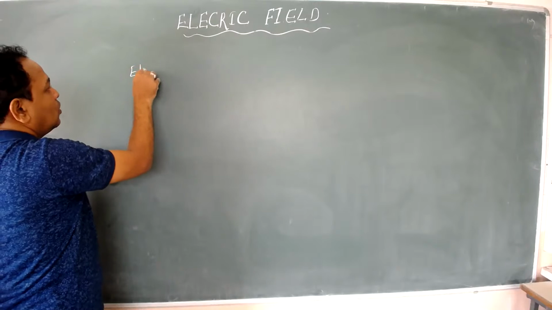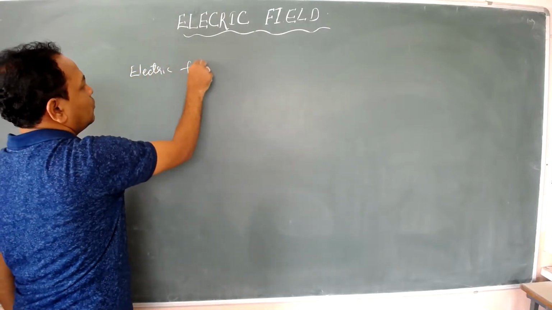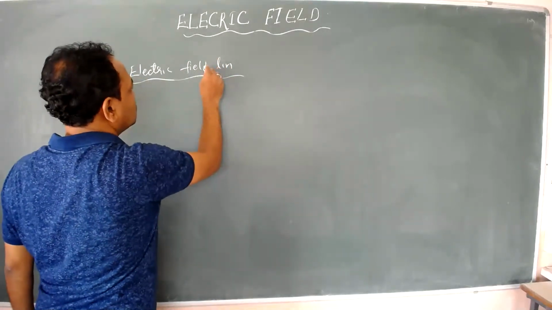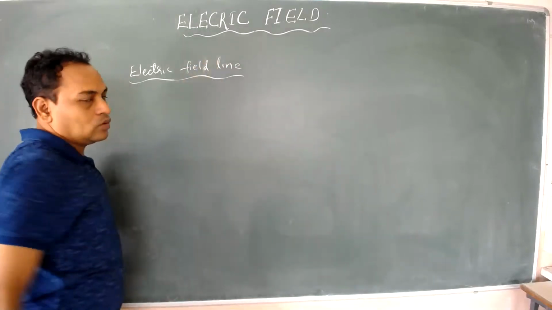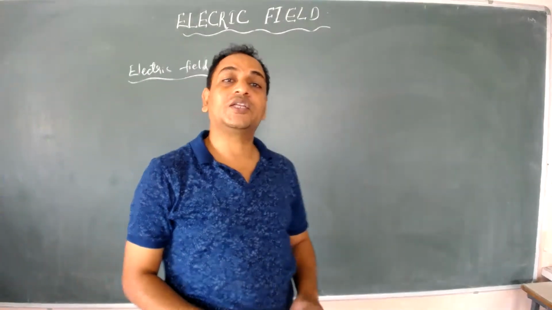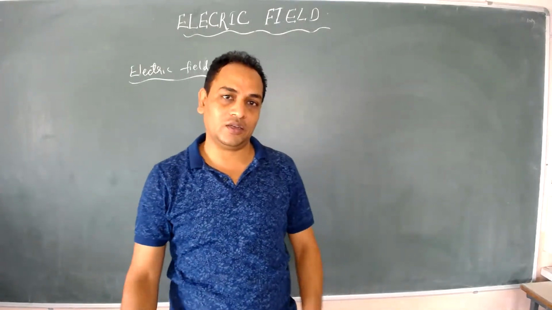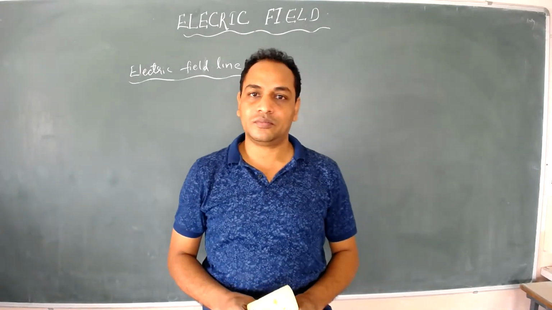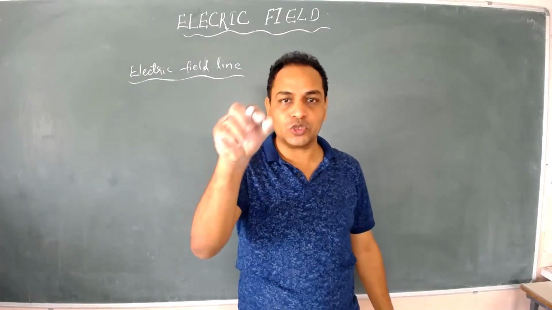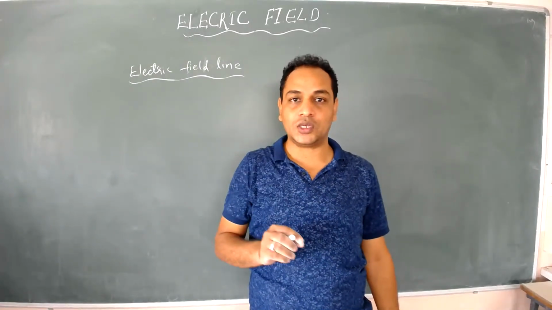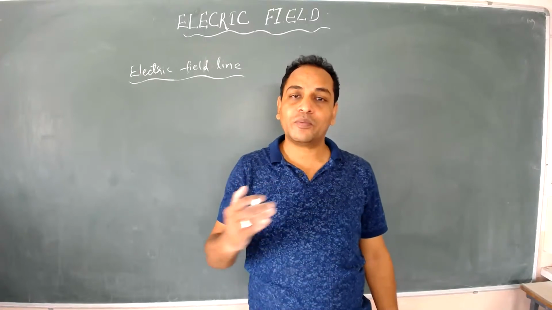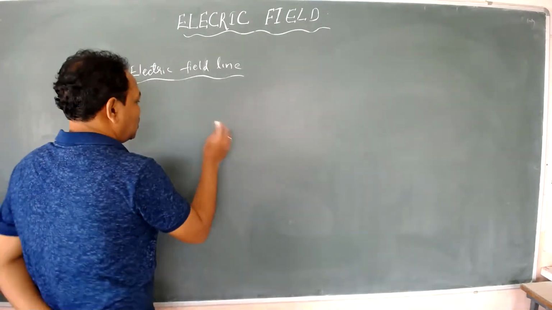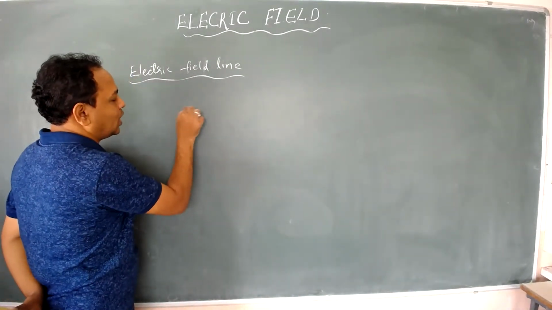Now, electric field line. What is an electric field line? What is actually an electric field line here? An electric field line is nothing but the path on which, if you place a unit positive test charge, that unit positive test charge will tend to move. So that path is called an electric field line. To understand this, let us say this one. Suppose this is a positive charge I have taken.